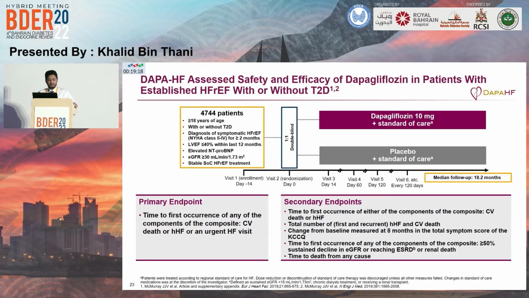looked at the primary endpoint and the secondary endpoint. The primary endpoint was the time to first occurrence of any component of the composite of cardiovascular death or hospitalization or urgent heart failure visit. As I mentioned in the previous slides, we were trying as much as possible to reduce the amount of hospitalization and also to overcome the wide variety of medicine, and how we can incorporate dapagliflozin in the treatment of these patients.